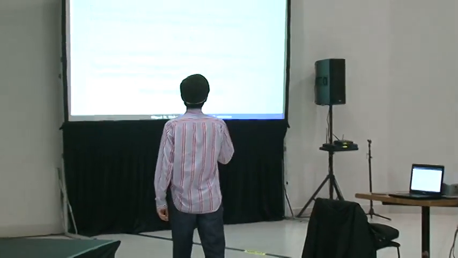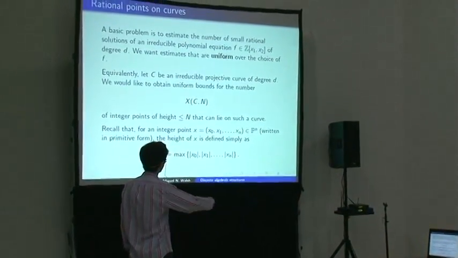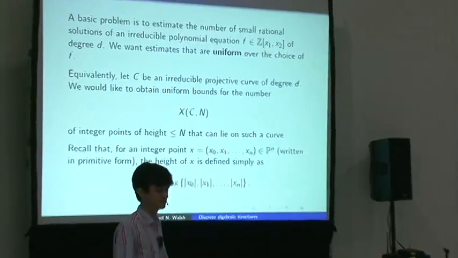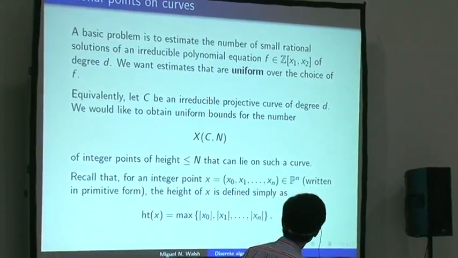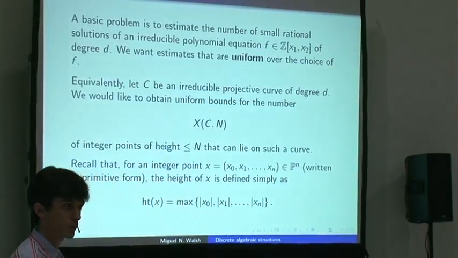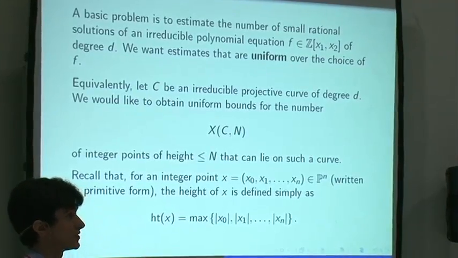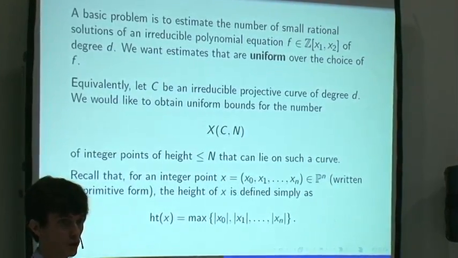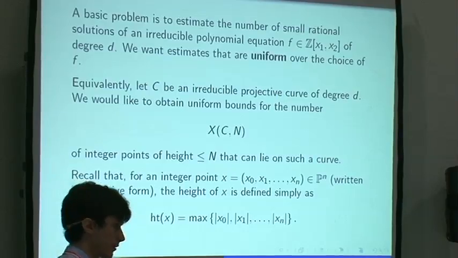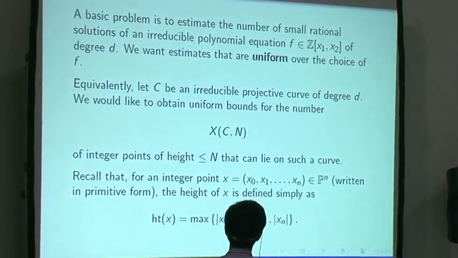So a basic problem is to estimate the number of, say, small rational solutions of an irreducible polynomial equation f of degree d. That's a very basic problem, and we want estimates that are uniform over the choice of f. So we want an estimate that says you can have only this many points, and this bound does not depend on the specific curve. Of course, results for specific curves are very well known, and there are a lot of results of that kind, but we want uniform estimates.